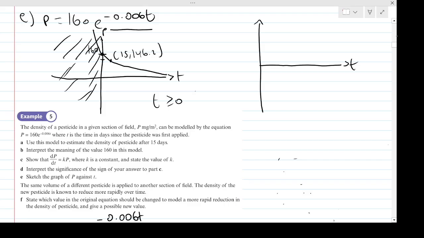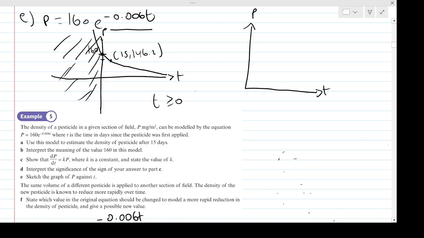T and p. And actually p will be positive as well, because it's density. So effectively, all we'd have is the positive part of the graph. Positive t, positive p. There we are. And then 160 is there, and then it has this sort of shape. Okay. And there we are. That is the curve.